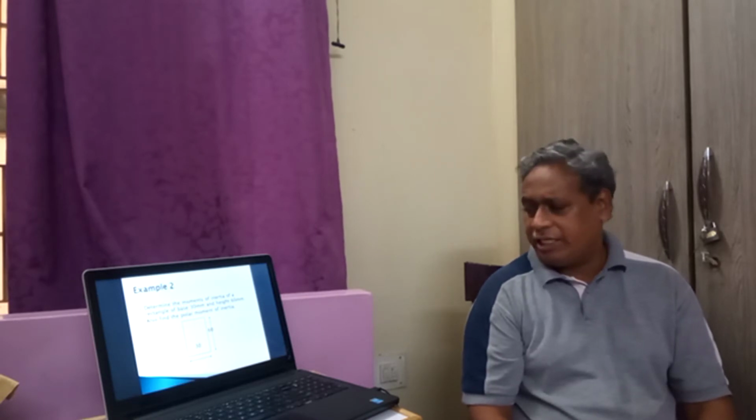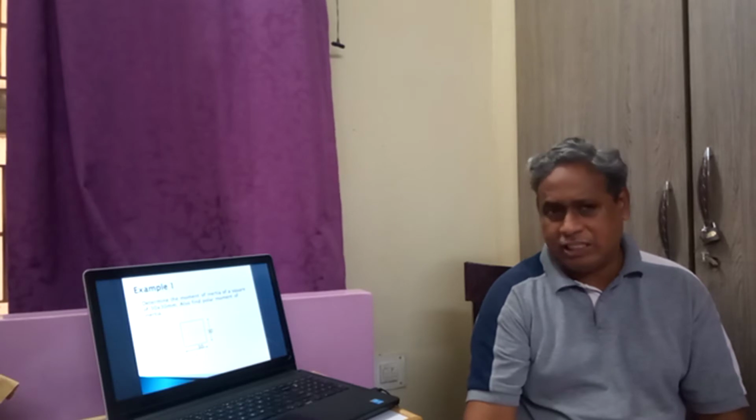Similarly, we can take another example, that is a rectangle. A rectangle of base 30 and a height of 60. Here B is equal to 30 and D is equal to 60. In the earlier case, the moment of inertia we got is about the centroidal axis. Ixx is about this centroidal axis and Iyy is about this centroidal axis, that is the axis along the centroid.